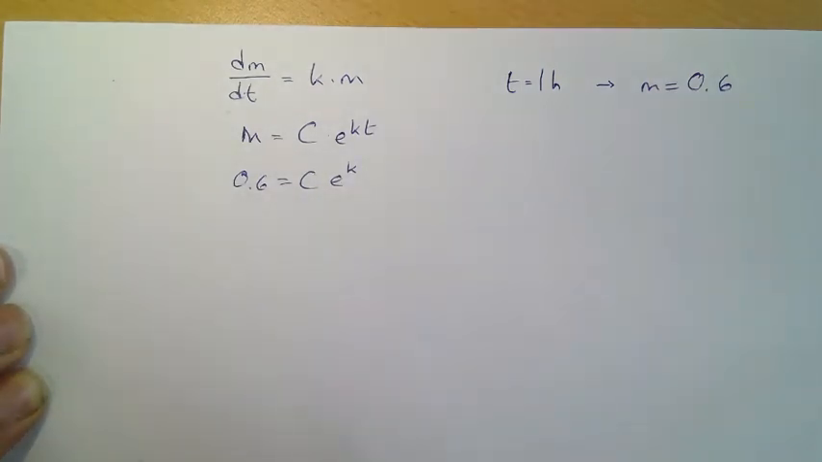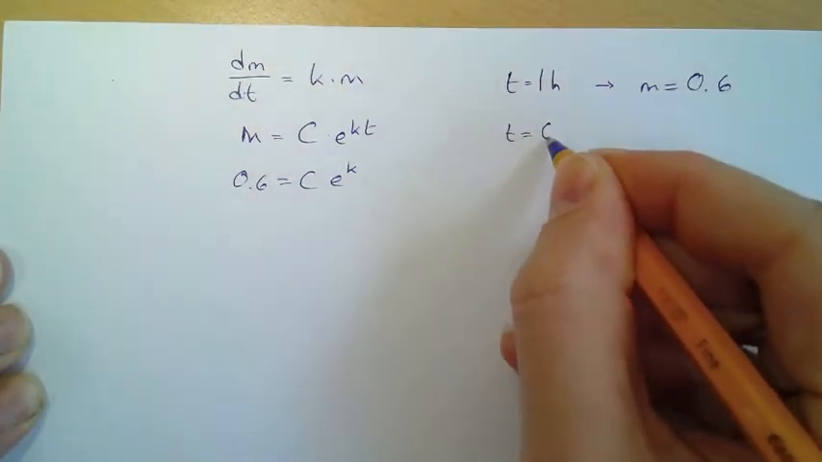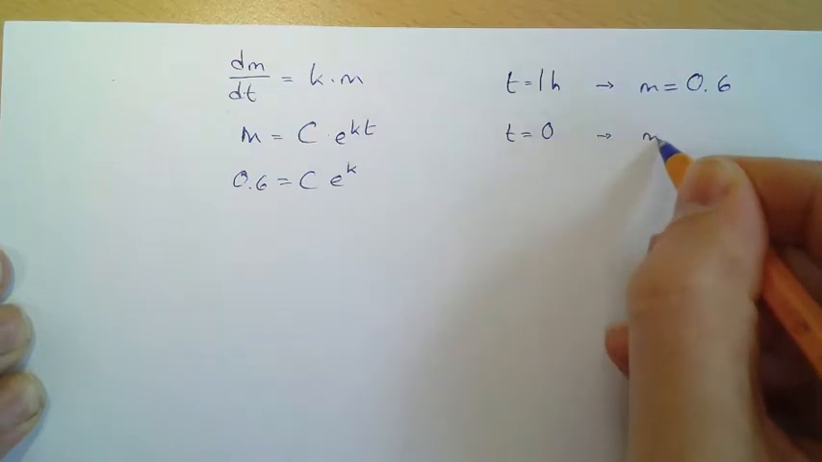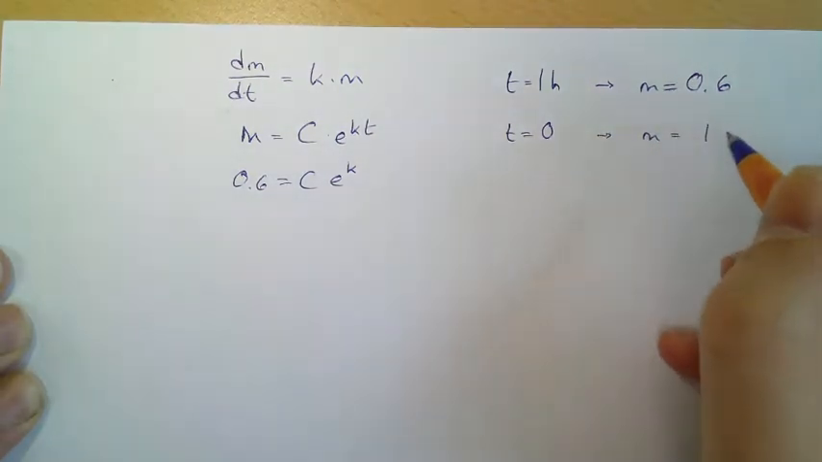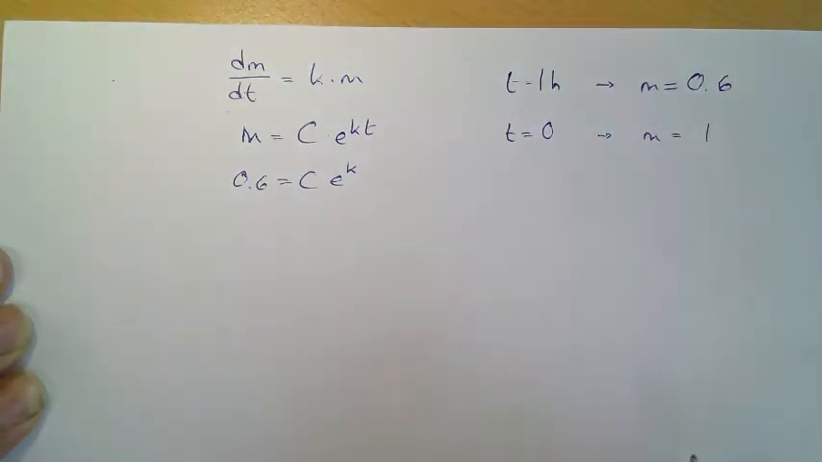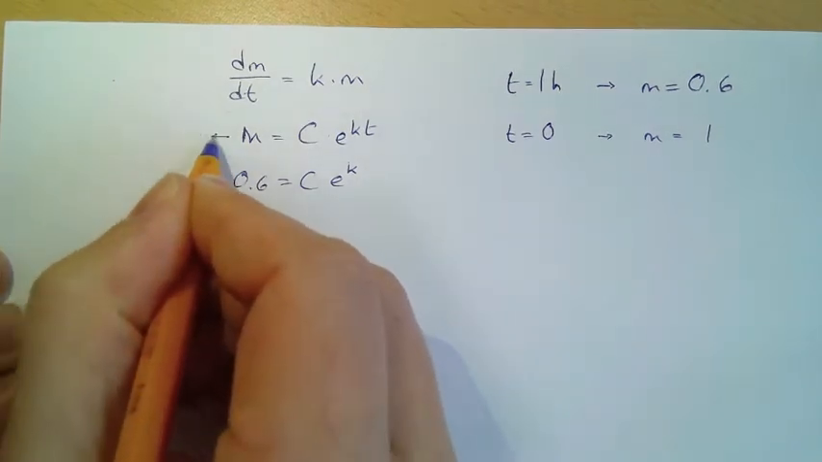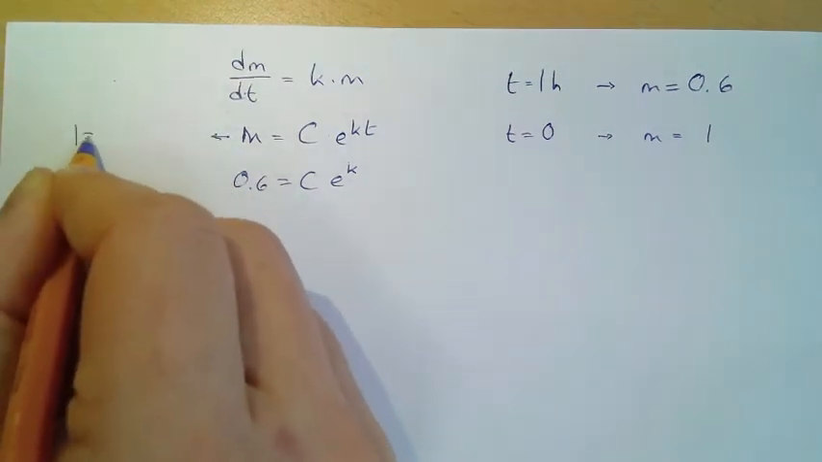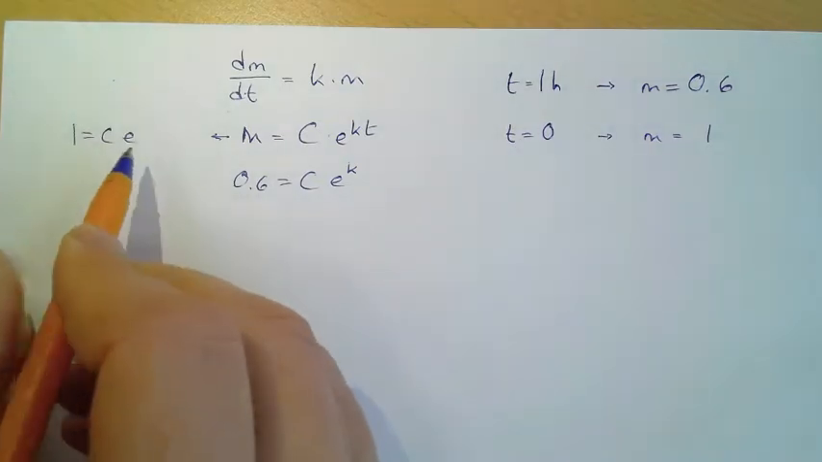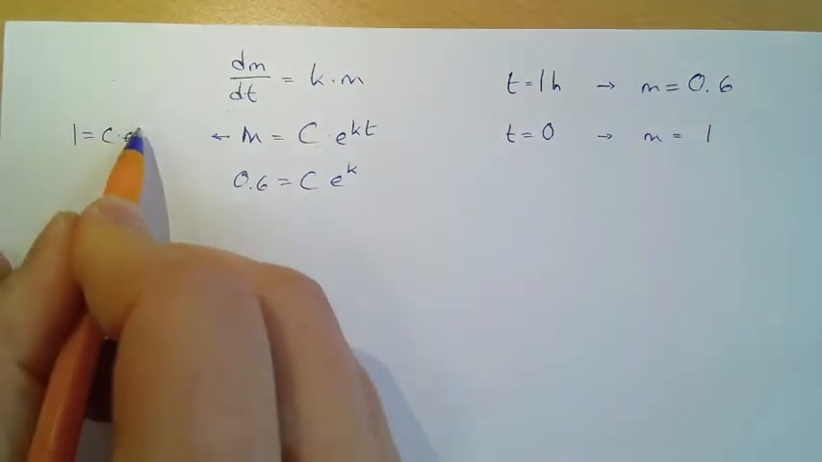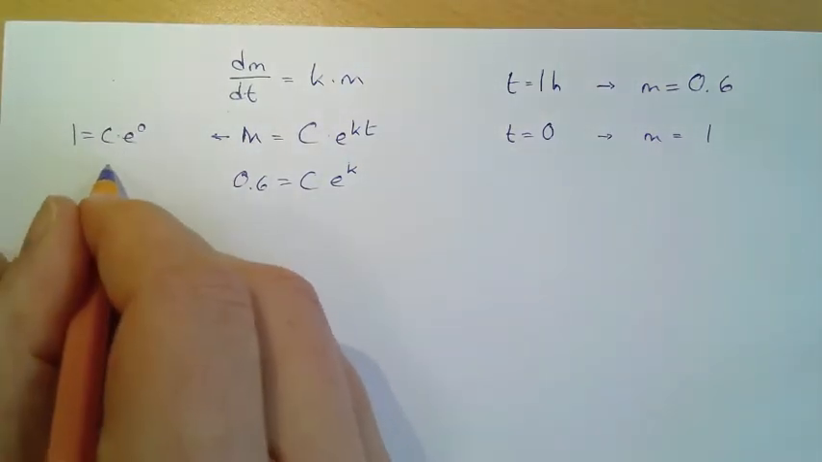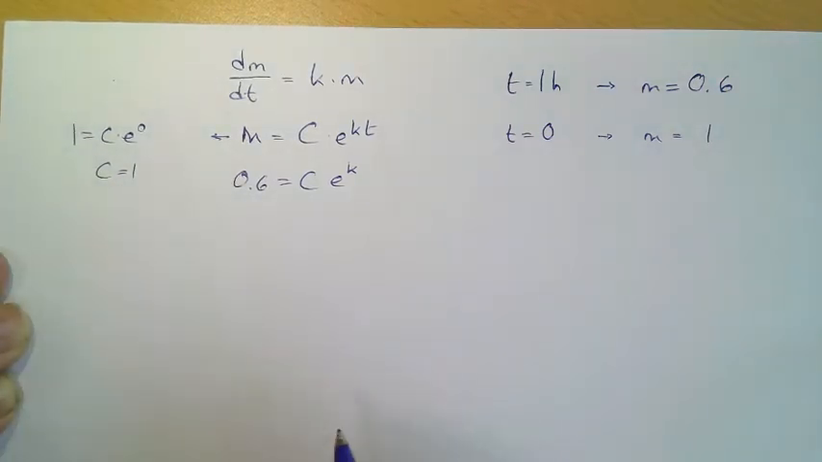So I have two unknowns here, and it looks like I don't have enough information, but we have to recognize that we also know that in the beginning, the moisture content is 100%. That's the original moisture content. It is 100%. So actually, if we solve this, we have 1 equals C times e to the power of 0. So I actually know that C equals 1.